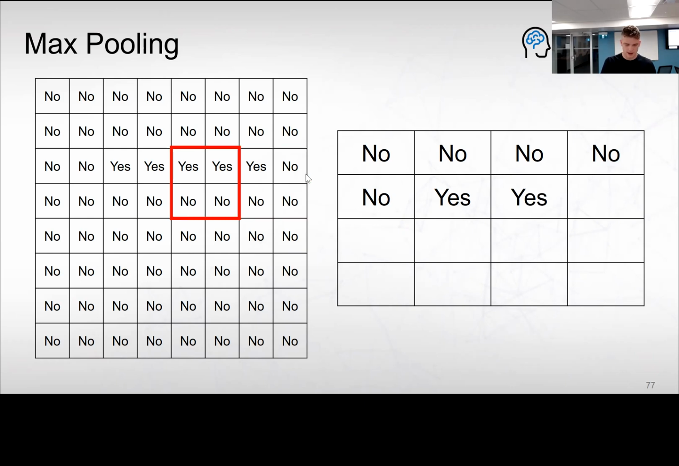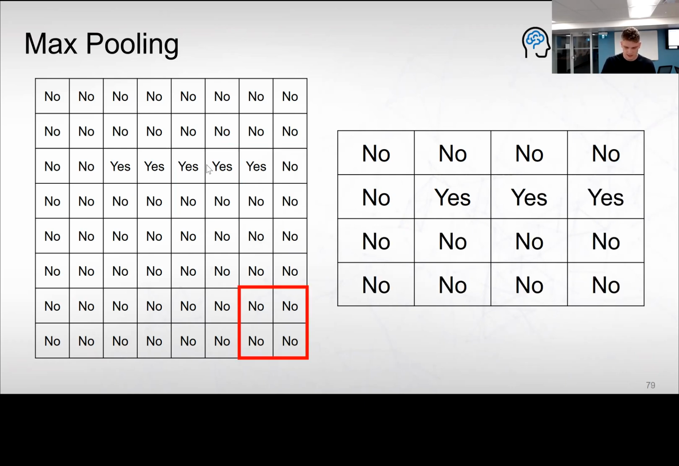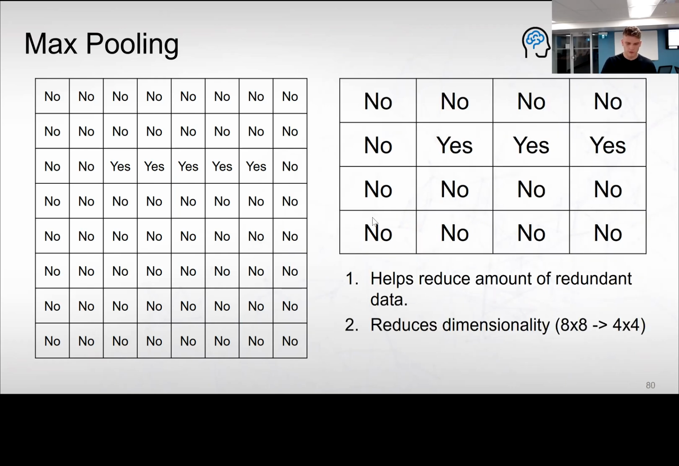And we max pool. We always take the max values. Yes, yes, yes. And we continue. We see a bunch of no's down here. Okay. So we've transformed this. This is an 8x8 image, and we have transformed that into a 4x4.